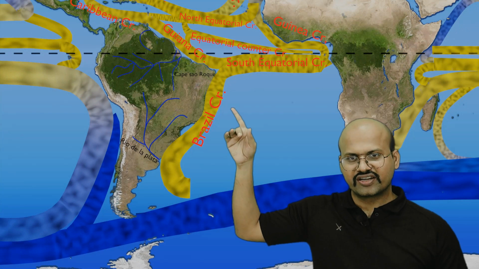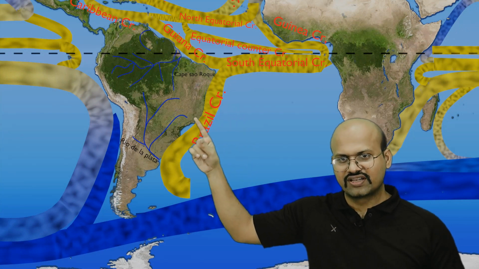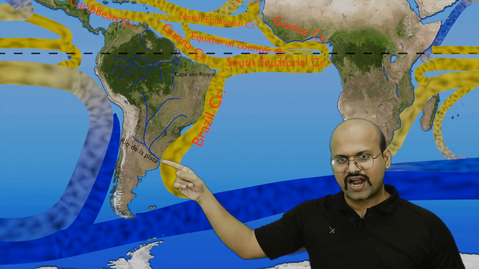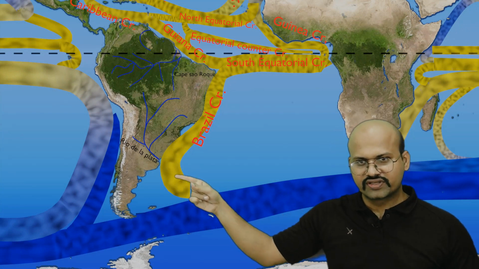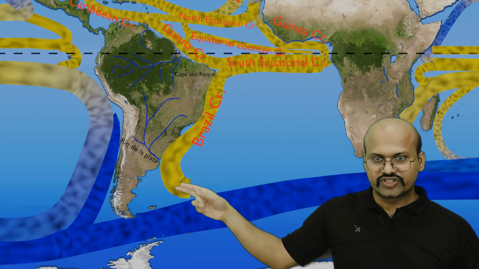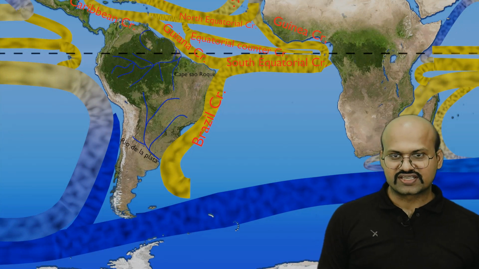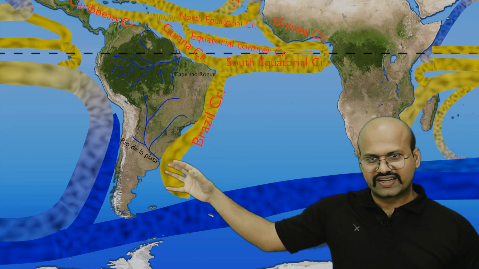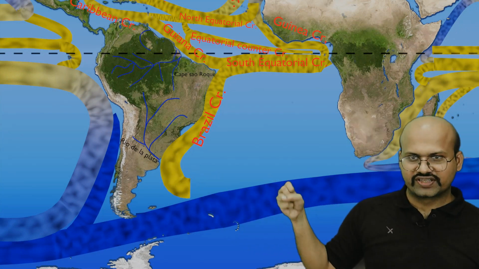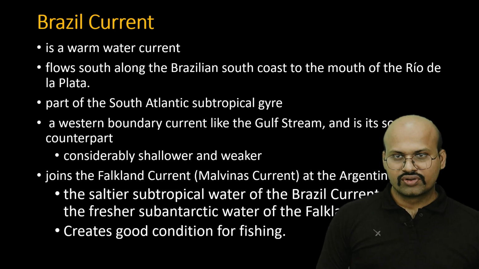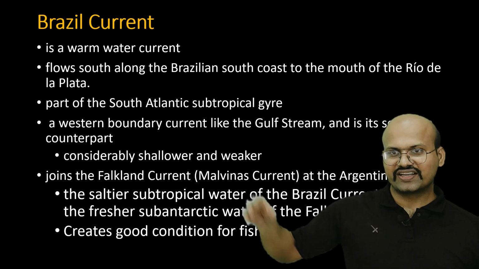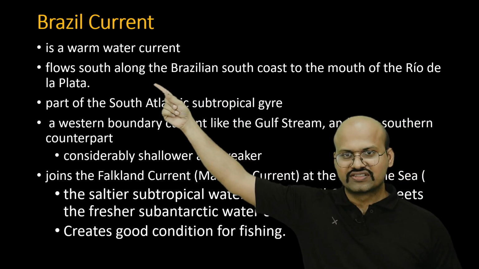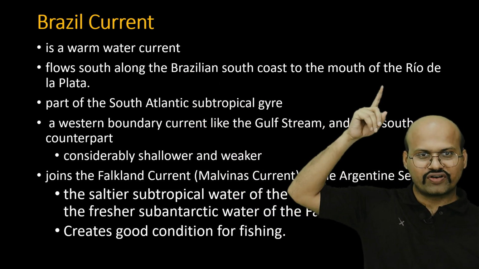The Brazilian Current moves along the coast of Brazil till this Rio de Plata, and then it moves away. The reason why it moves away is the westerlies blowing in this direction. The westerlies move from here towards here, and therefore they drag this Brazilian Current along with them. This is the summary of Brazilian Current. It's a warm water current, flows south along the Brazilian coast to the mouth of Rio de Plata.